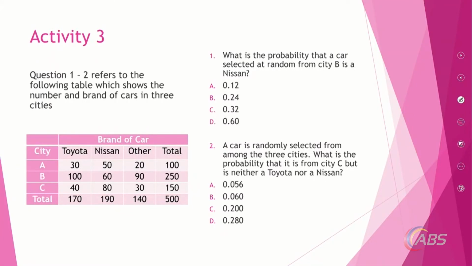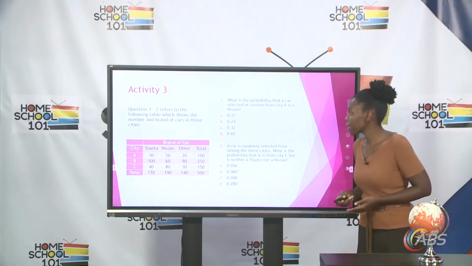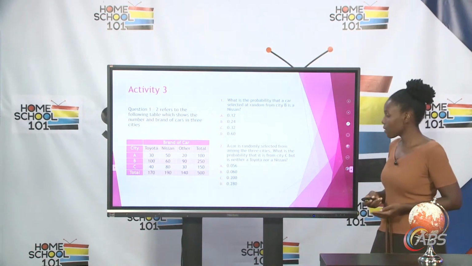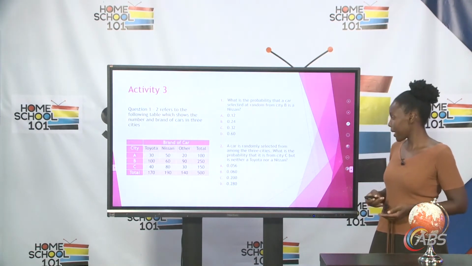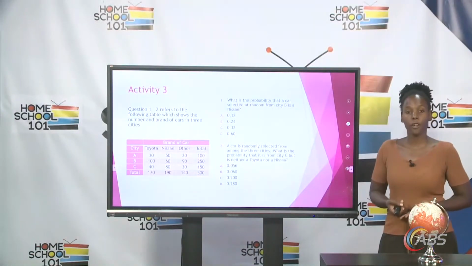So the third activity says questions 1 to 2 refer to the following table, which shows the number and brand of cars in 3 cities. So we have the brand of cars, Toyota, Nissan, and other, and the cities A, B, and C. The first question: what is the probability that a car selected at random from city B is a Nissan? And the second question: a car is randomly selected from among the 3 cities. What is the probability that it is from city C, but is neither a Toyota nor a Nissan? We will take a break as you go through these questions, and we will return to go through the solutions.